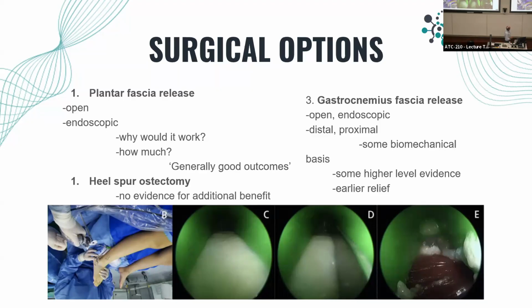This picture down below is an endoscopic one where, at whatever level they're doing it, you look at the gastrocnemius fascia and you divide it and you see the muscle underneath to show you you've got a release. But then it can be done distal in the calf. It can be done proximal in the calf. There's some biomechanical basis for doing it more proximally in the calf in terms of weakness and loss of function of the calf musculature. And we're starting to get some higher level evidence. And some of that evidence shows that patients will get earlier pain relief with a gastrocnemius release than with a plantar fascia release.